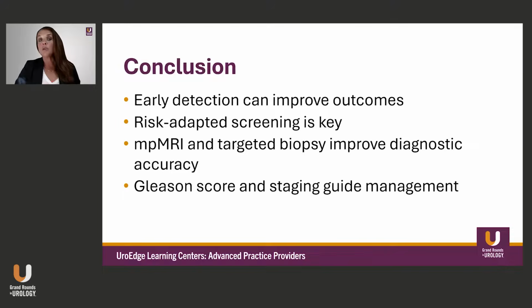In conclusion, we know that early detection can help improve outcomes because we're hopefully finding the cancer at earlier stages. Risk-adapted screening is key. The multiparametric MRI and targeted biopsy do improve diagnostic accuracy, and the Gleason score and staging help to guide management.